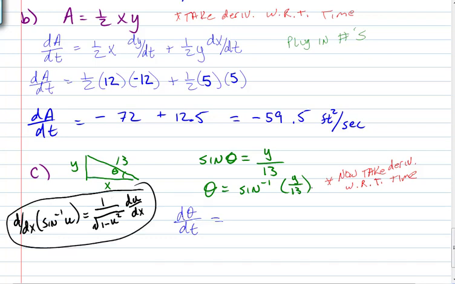So this u is y over 13. So this is going to be 1 over the square root of 1 minus (y over 13) squared. And then the derivative of that is 1/13, right? The derivative of the argument here. And then I took the derivative with respect to y, so that's dy/dt. Now we plug in numbers that we know.